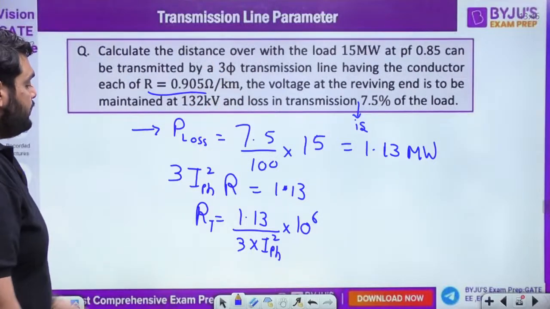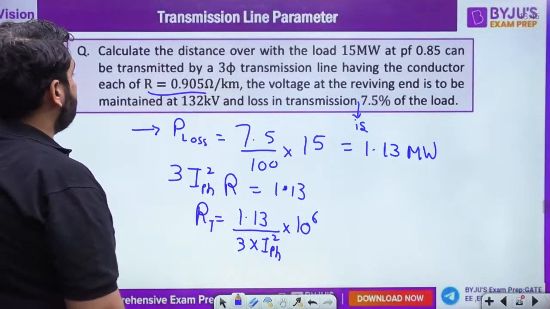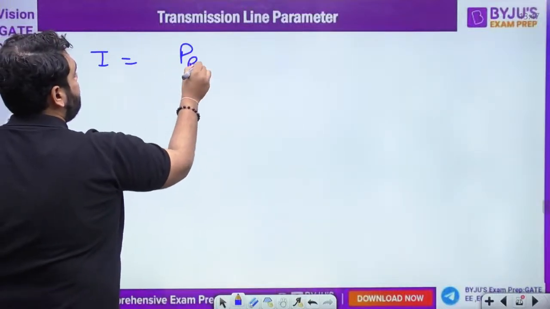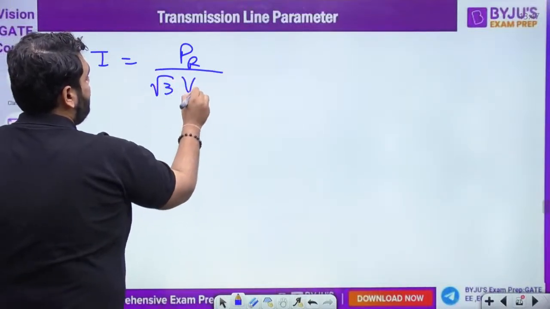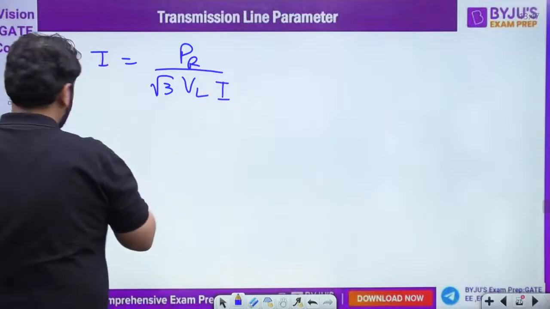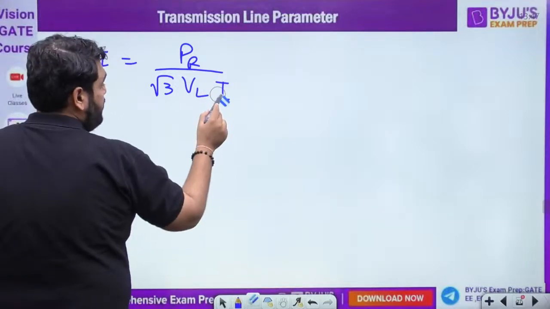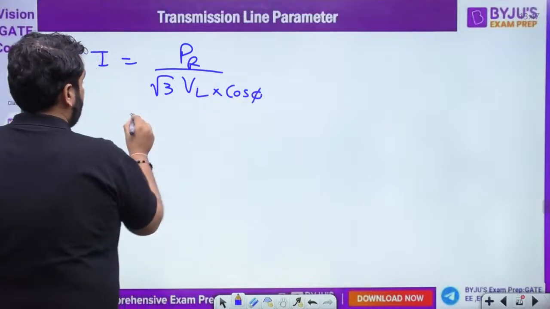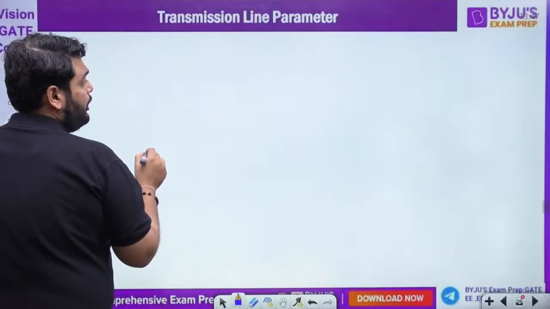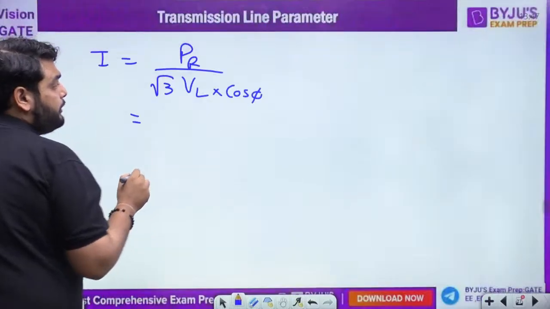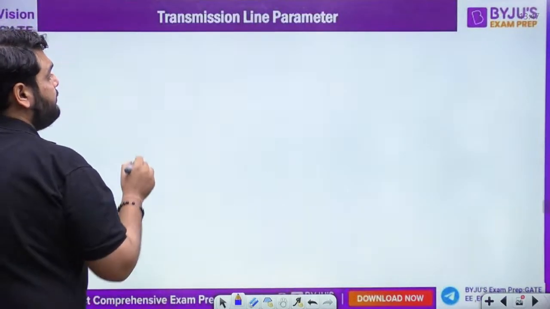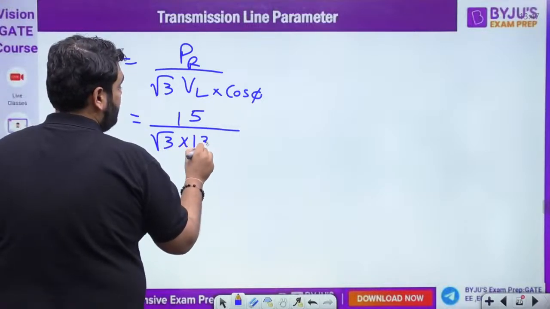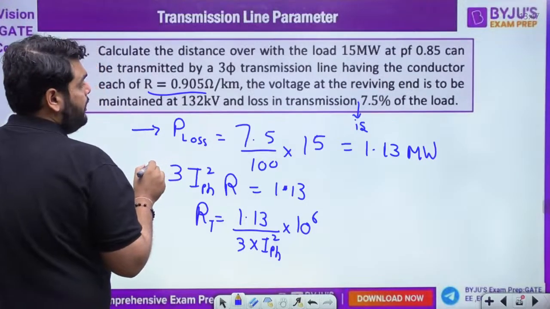So let's see. What is I phase? How can we find out the current? We can use this particular concept. I is equal to receiving end power divided by root 3 times line voltage multiplied by power factor. Right? So how much is the receiving end power? Receiving end power is 15 megawatt. So this is 15 divided by root 3 into 132 into how much is given? 0.85.